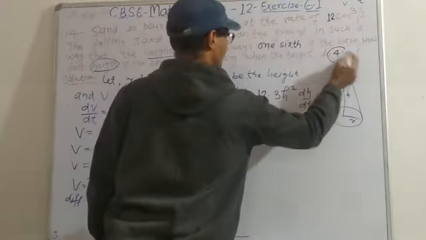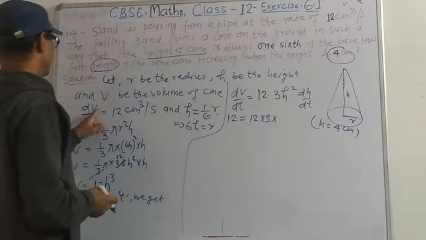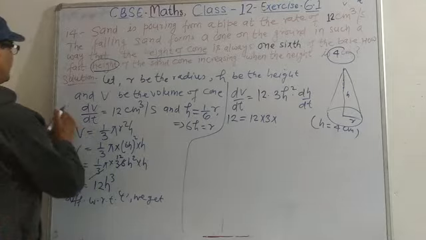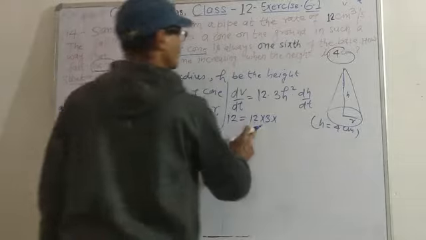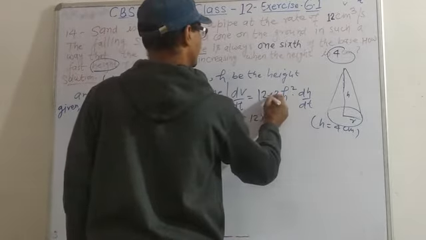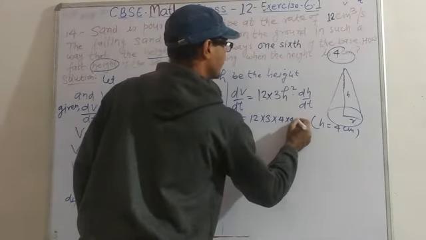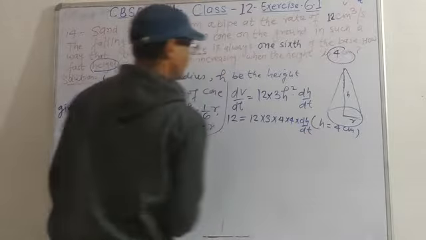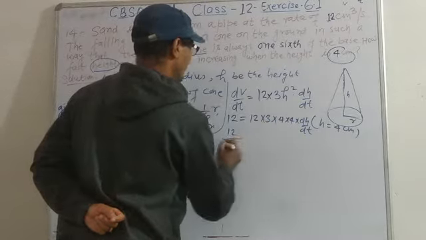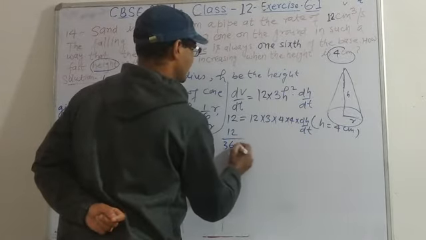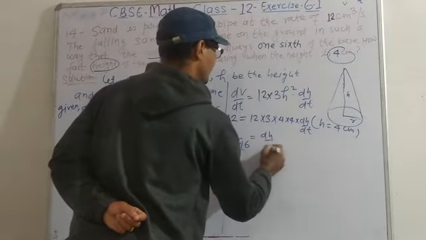We want to find it when the height is 4 centimeter. Here we can write height is equal to 4 centimeter, and dV by dt was given. So 12 = 12π × 3 × 4 × 4 × dh by dt.